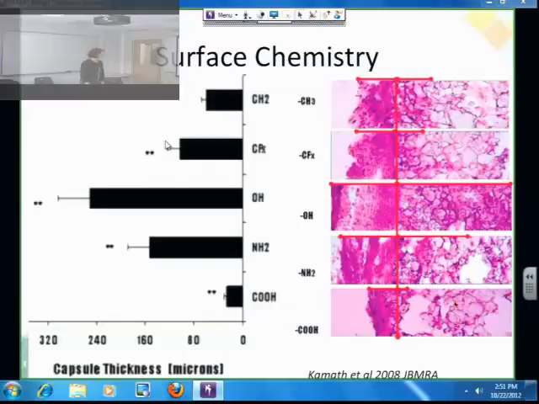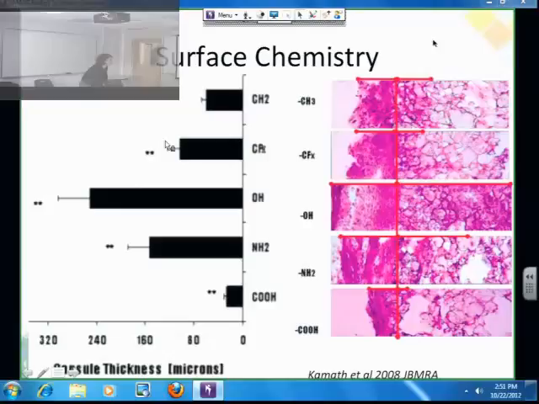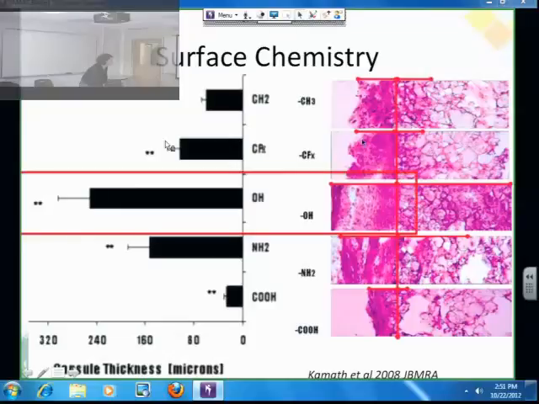So they had methyl groups, fluoride groups, hydroxyl groups, amine, or carboxylic acid. In the histology on the right, these red lines denote where the biomaterial stops and the fibrous capsule begins. So on the right side, you have the biomaterial, and on the left side, the fibrous capsule. You can see the thickest fibrous capsule was formed in this experiment on the materials that were coated with hydroxyl groups.